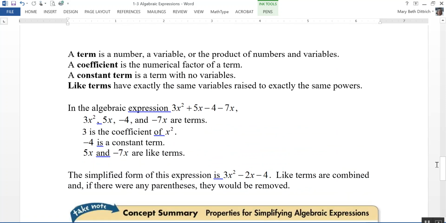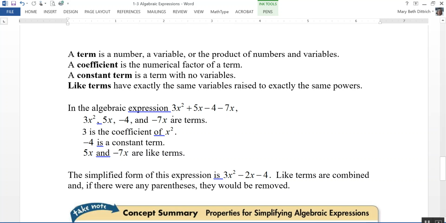Take a look at some vocabulary that you may be familiar with from Algebra 1. A term is a number, a variable, or the product of numbers and variables. A coefficient is the numerical factor of a term. That's the big number in front of a variable. A constant term is a term that has no variables, so that's just a number like 3 or -4. And like terms have exactly the same variables raised to exactly the same powers.